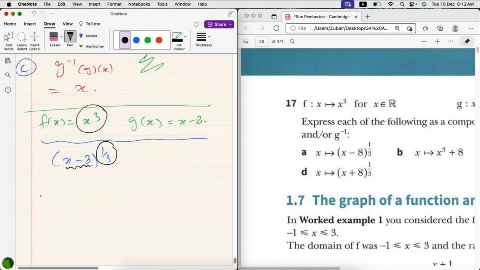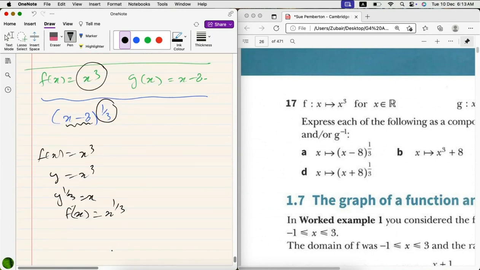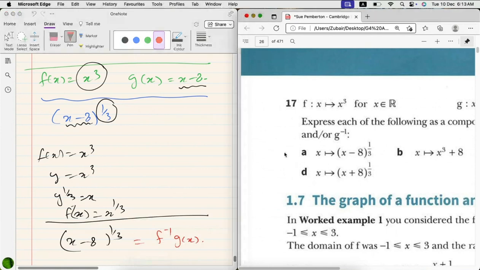So if I go for the inverse of f of x, y is equal to x cubed, cube root both sides. So f inverse x is x to the power 1 by 3, right? Now inside that is x minus 8, which is clearly g of x. So when we put that inside it, (x minus 8) to the power 1 by 3 is actually f inverse g of x. Okay. So this is f inverse g of x.